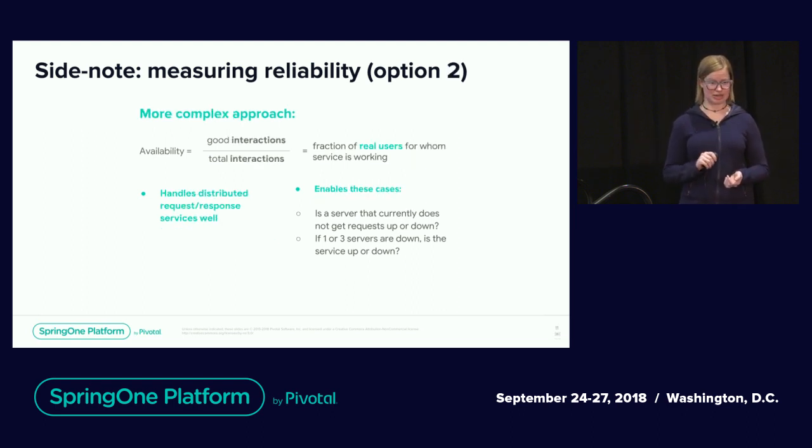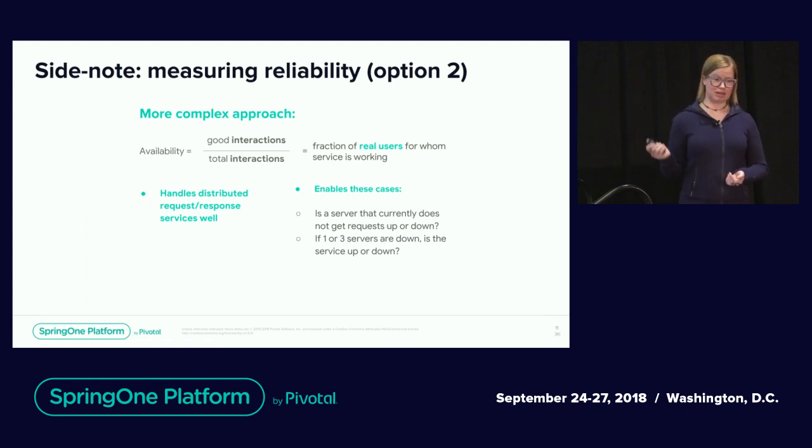So what I like to do instead is to look at good interactions divided by total interactions. And this solves the problem of the distributed request response system. If an interaction succeeds, it's a good interaction. If it fails, it's a bad interaction. So in that example where one of our 3 servers is down, if it's not fielding any requests, we're 100% up. If it's fielding all the requests, we're 100% down. And if it's fielding a third, then we're 66% up. It's a very clear breakdown.